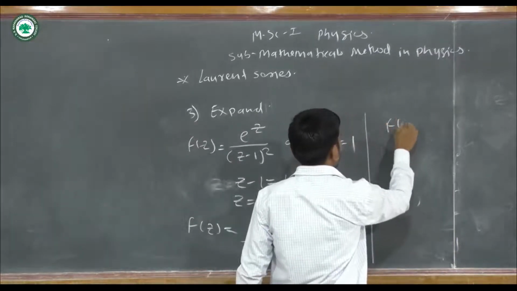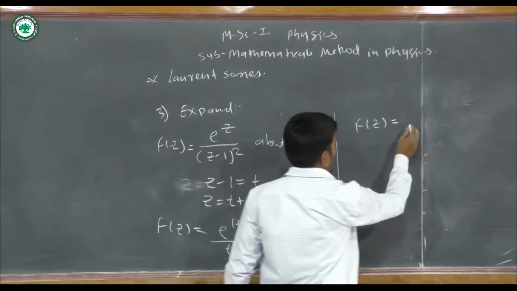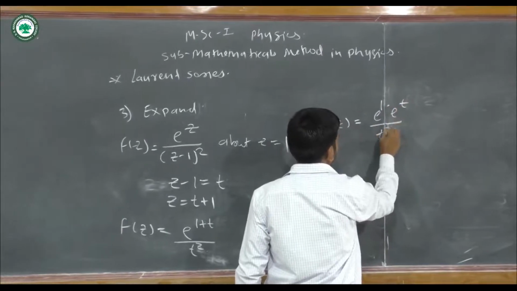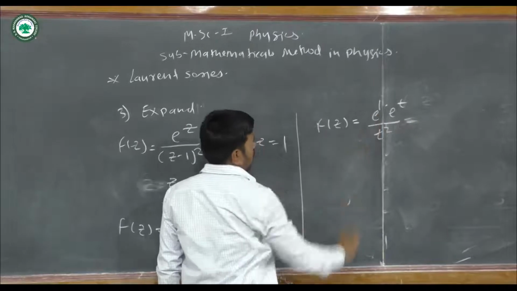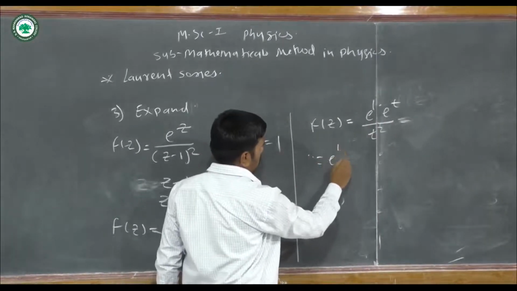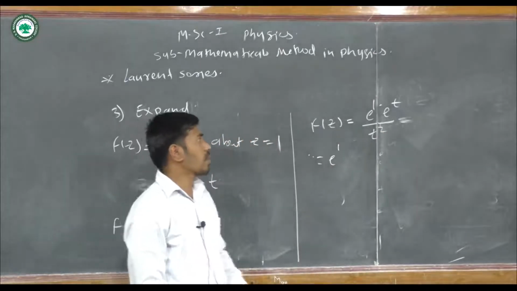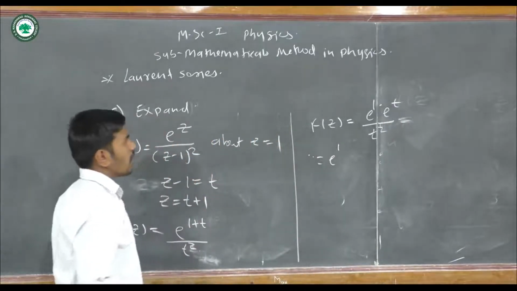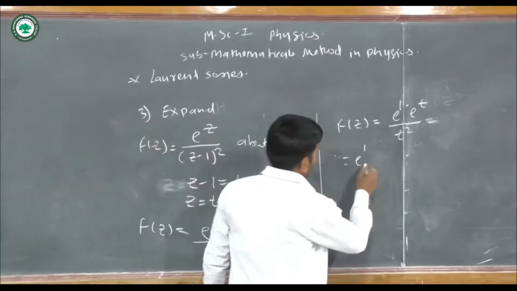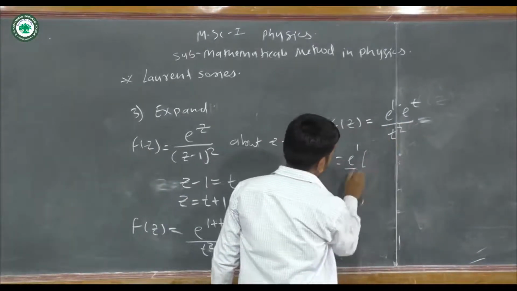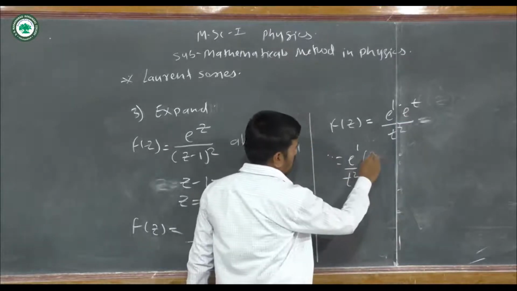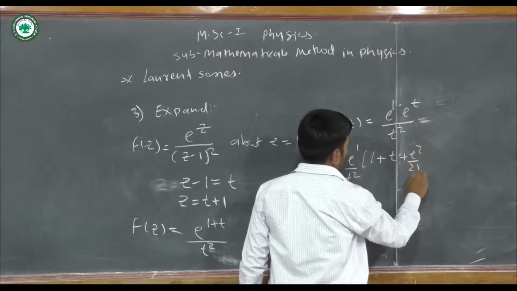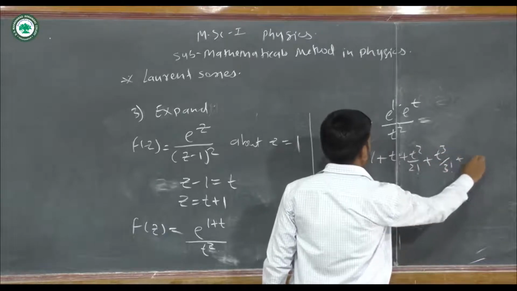Now f(z) = e^1 · e^t / t², so it is e^1 into e^t, and we know the series of the exponential function. Expanding it, e^t = 1 + t/1! + t²/2! + t³/3! and so on.